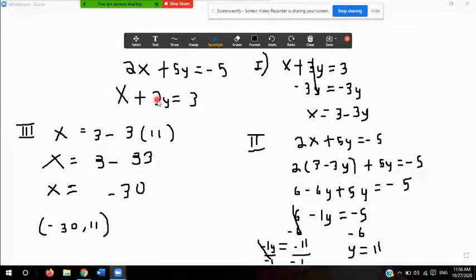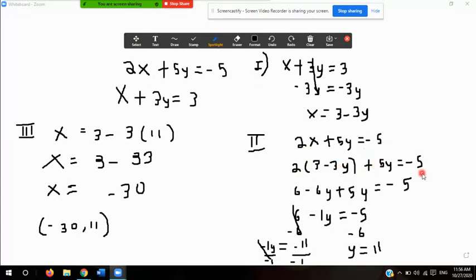So that means that instead of writing 2x plus 5y equals negative 5, I'm going to say 2 times, and then I change the value of x into this expression, which is 3 minus 3y, and I bring down the plus 5y, and I bring down the equals negative 5, and then I just use my distributive. So 2 times 3 is 6. 2 times negative 3y is negative 6y. I bring down the plus 5y. I bring down the equals negative 5.